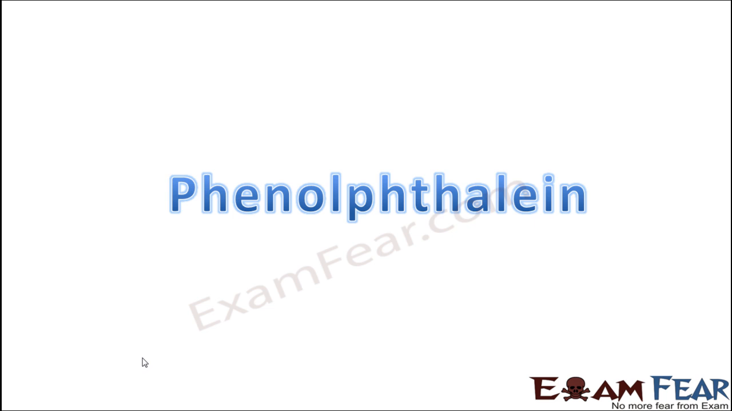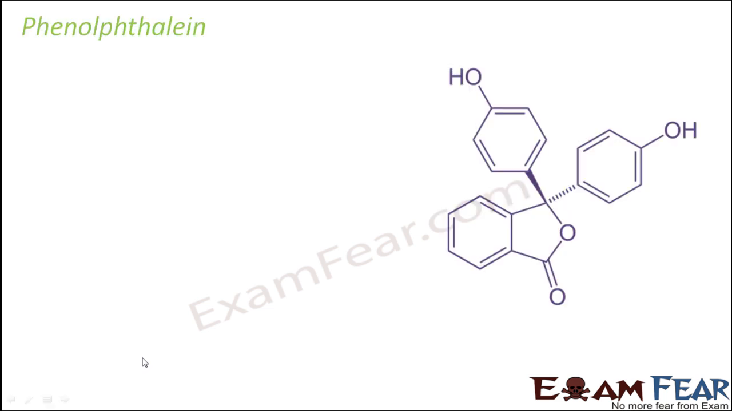So now we are going to talk about the next indicator, which is not a naturally occurring indicator, but it is a chemical compound called phenolphthalein. But this also acts as an indicator. So this is how the structure of phenolphthalein looks like.